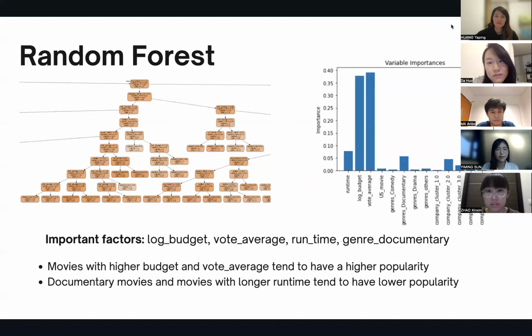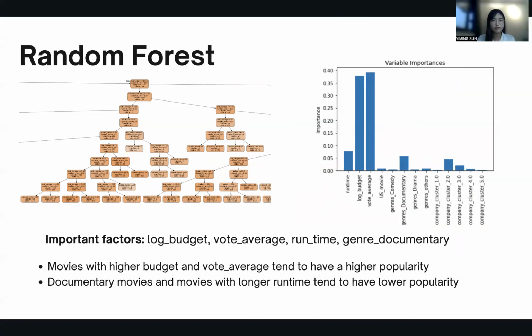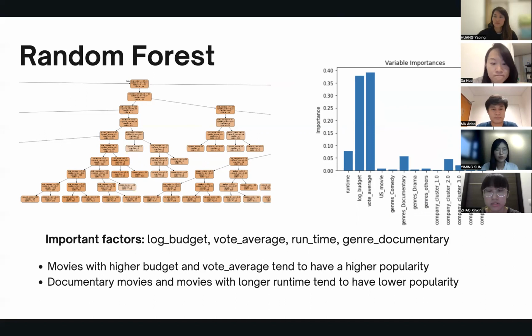Next, please. Here is a part of one tree in the random forest and the importance of variables. From the result, we can see that budget, vote average, runtime, and genre documentaries are more important factors to influence the popularity. And after analyzing the tree split, we found that the movies with higher budget and vote score are more likely to have higher popularity. And on the contrary, the documentary movies and movies with longer runtime tend to have lower popularity score.